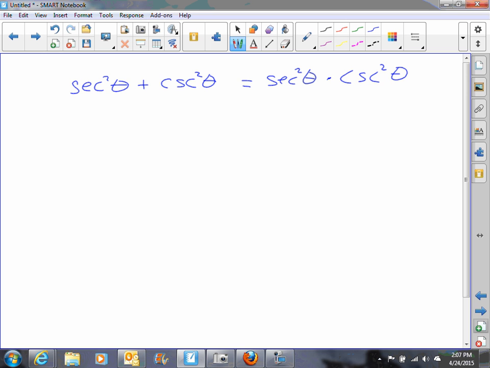Now, the way I've written it, let's just go ahead and use the left-hand side, and we'll start with the left-hand side, see if we can't get it to look like the right-hand side. So on the left-hand side, the secant squared of theta is really 1 over the cosine squared of theta.